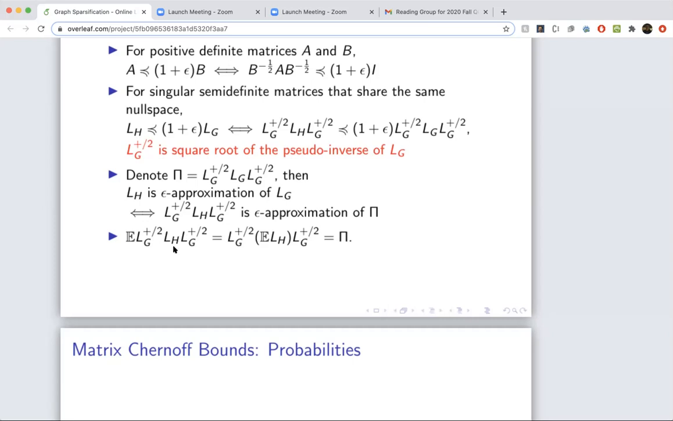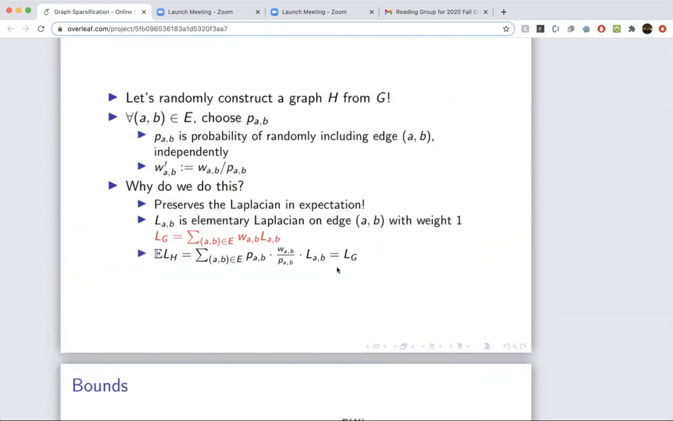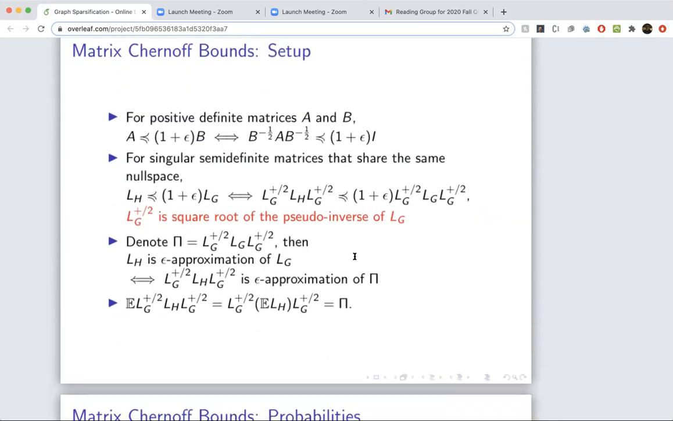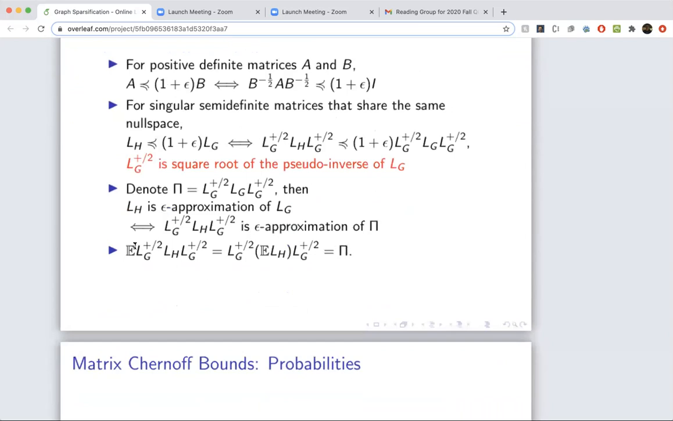Notice that LH, because H is the sparsified graph that's being constructed through randomly choosing individual edges, if we want to take the expectation of this quantity, we can move the expectation inside, since LG plus over 2 is just a simple linear transformation. And since we did that thing earlier where the expectation of LH is equal to LG, we can say that the expectation of this term is just equal to pi. I'm referring to this statement up here. We showed here that the expectation of LH is equal to LG. And so now we're able to show that the expectation of this more complex product is going to be equal to pi.